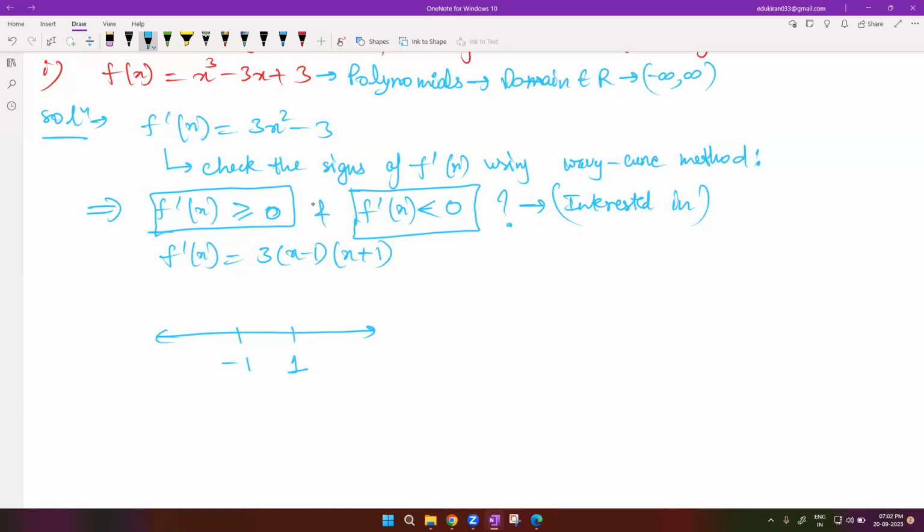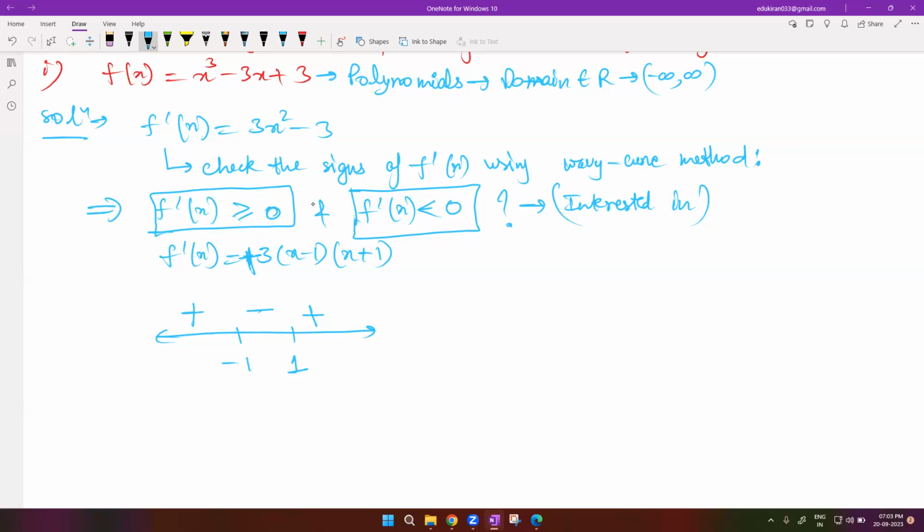-1 and 1. Now we will understand if the coefficient of x is positive or not. Both the linear factors have coefficient of x as 1, so there is no negative coefficient. Now after this, we will start with the sign which is outside the expression. In this case, the sign outside the expression is positive. We will put positive in the rightmost interval, then negative, positive. We will start from the rightmost interval and reach the leftmost interval by alternately changing the sign.